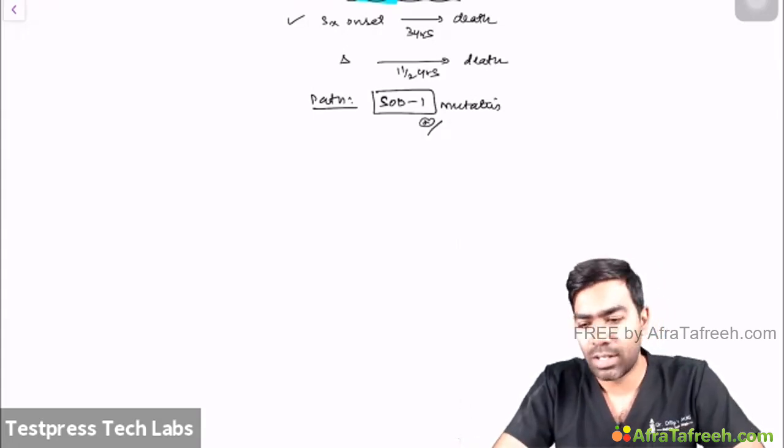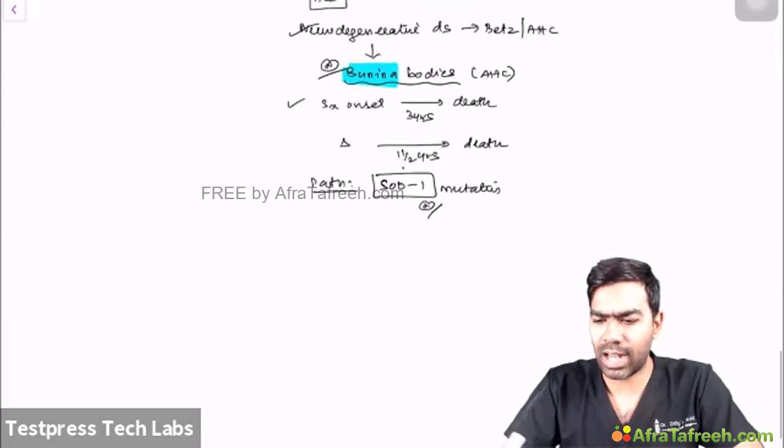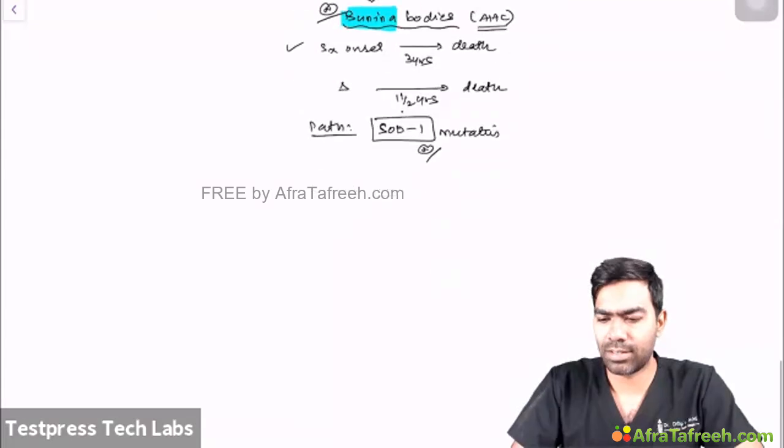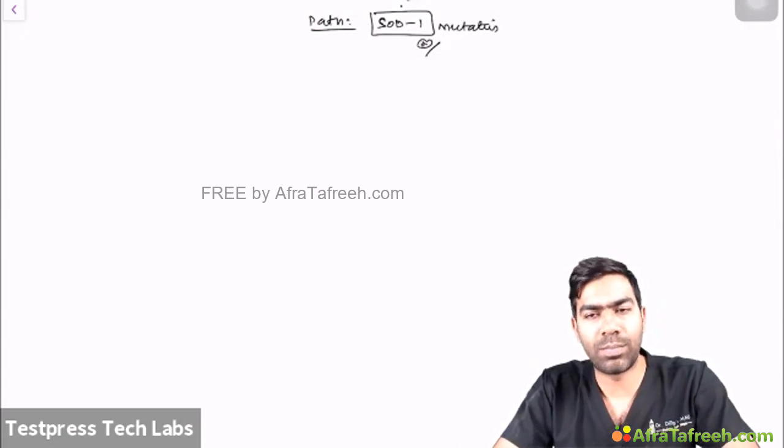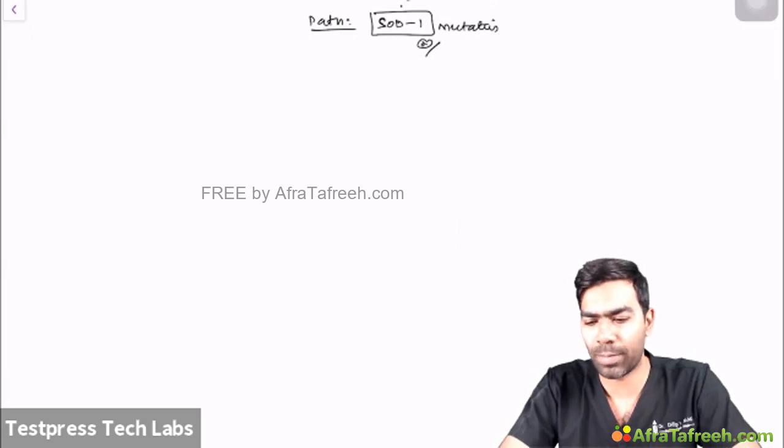Copper zinc superoxide dismutase 1. Saurabh is asking where? In anterior horn cells, AHC. These Bunina bodies are prominently located in the anterior horn cells. That's what we're talking about. Anyways, the pathology is mutations in the SOD1, copper zinc superoxide dismutase 1.